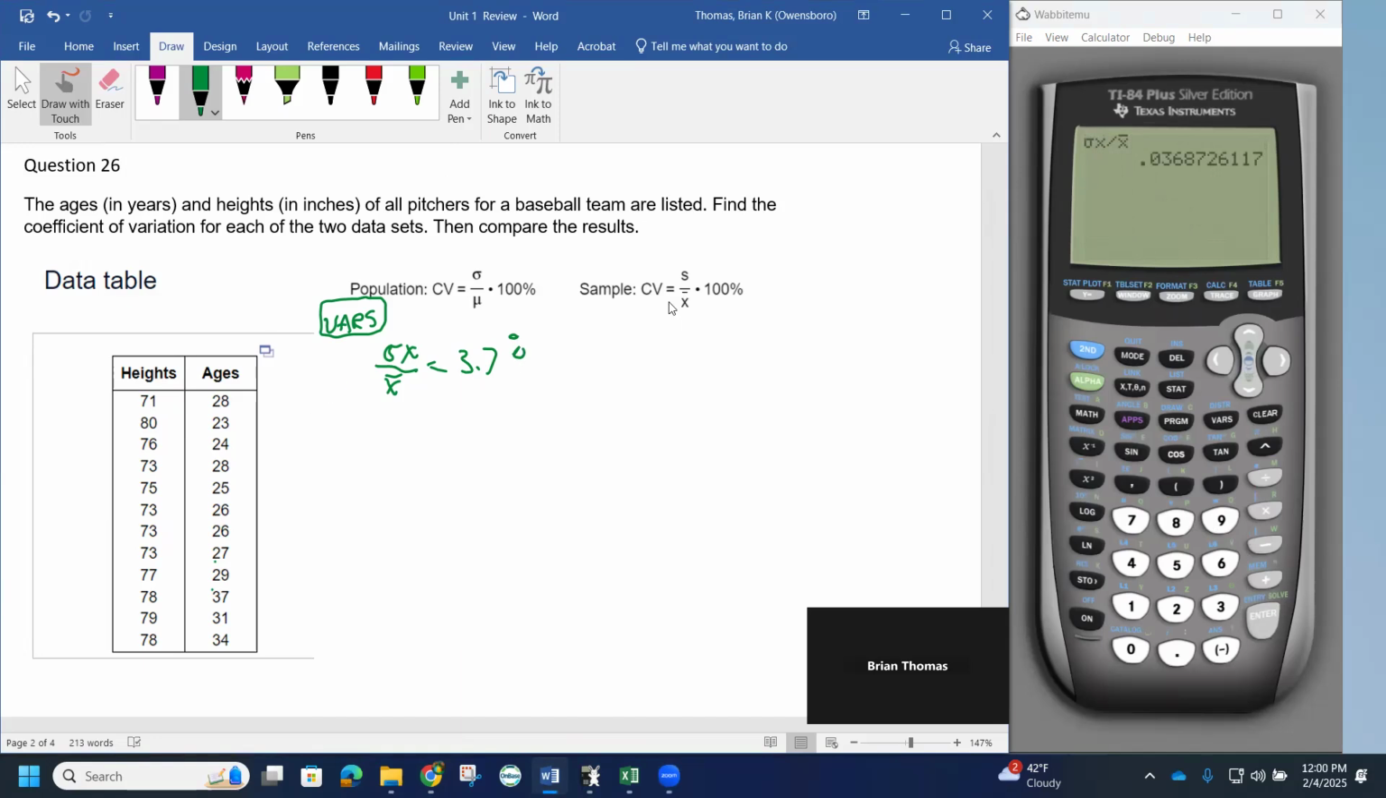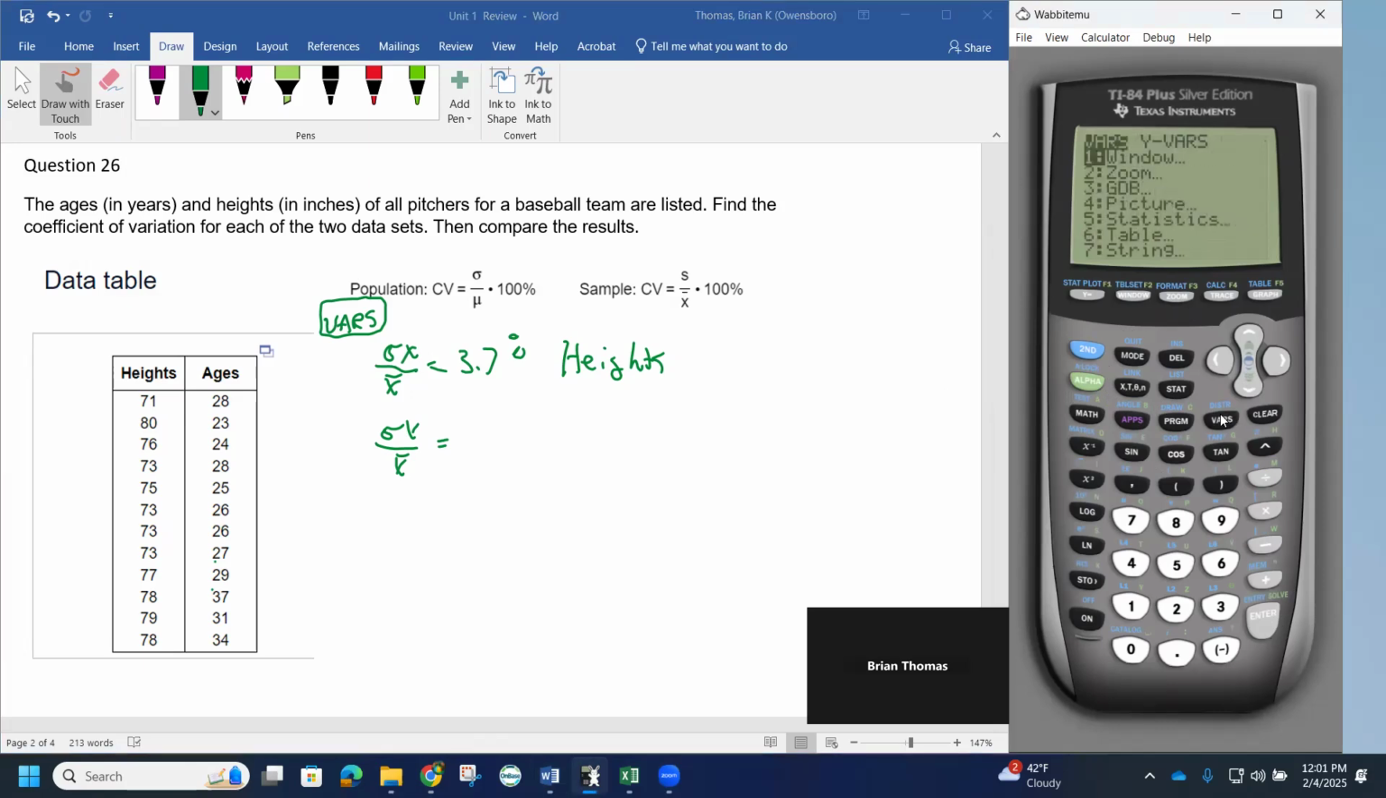To do the coefficient of variation for the ages, if I quit that, clear, go to stat, calculate, one-variable statistics, notice if I change L1 to L2, that's where I put my ages. If I hit calculate, it gives me my stats here. Remember, the coefficient of variation for the heights was around 3.7%. Again, we're going to be using vars, sigma x divided by x-bar, and that'll give me my coefficient of variation for my ages.